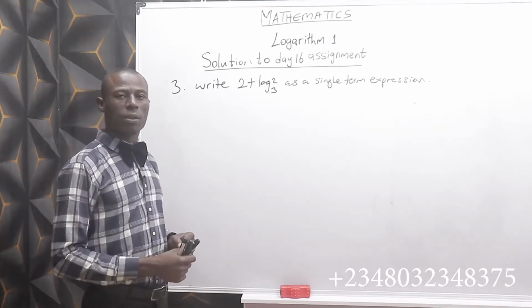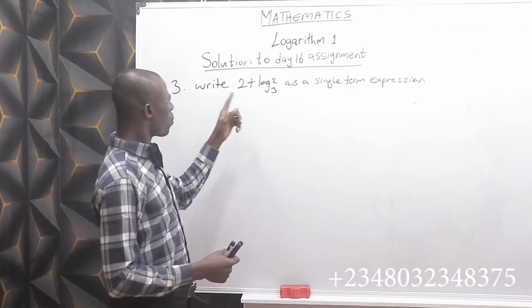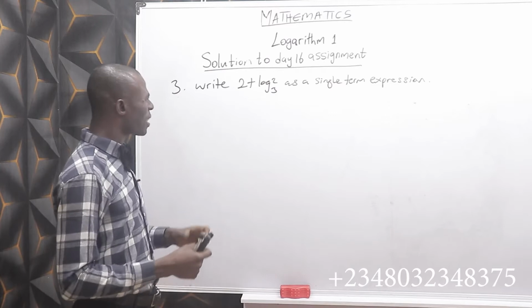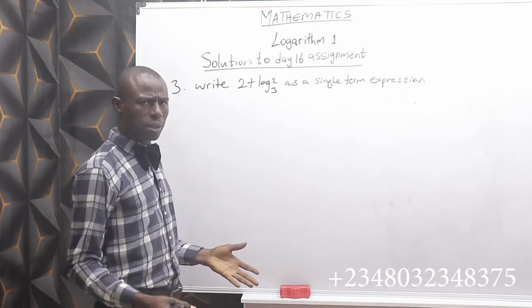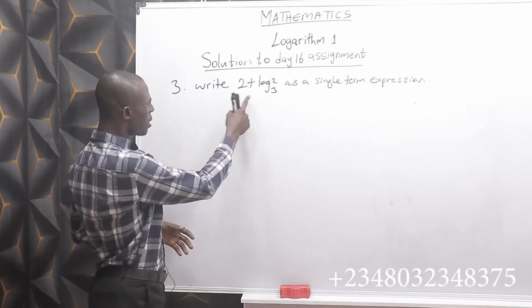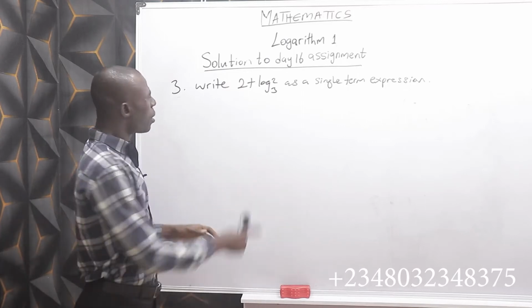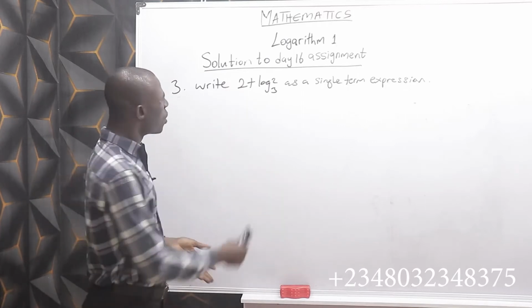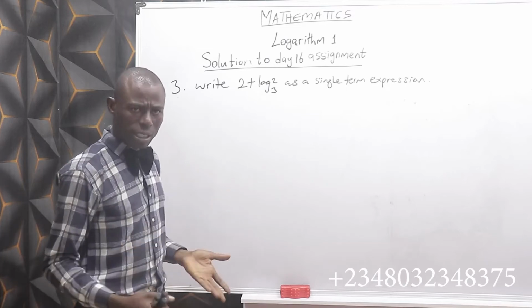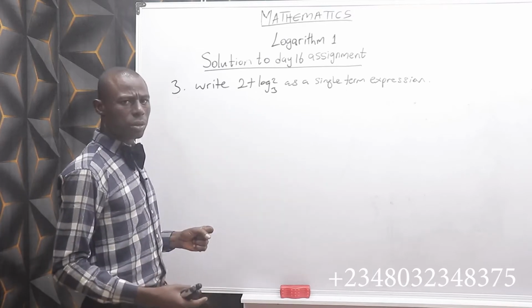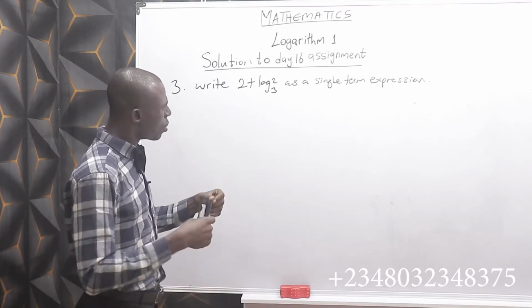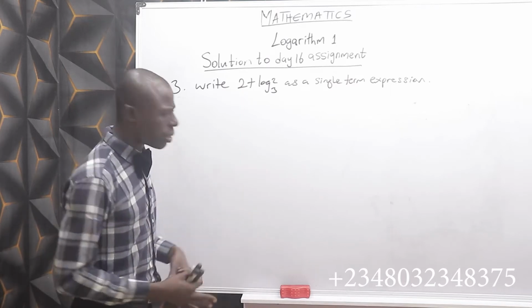Let's consider question 3. Write 2 plus log 2 by 3 as a single term expression. What do we mean? No, this is a 2-term expression. 2 is 1 term, log 2 by 3 is another term. So we have 2 terms in this expression. You are now to write it as a single term expression. How are you going to do it? Let's go.